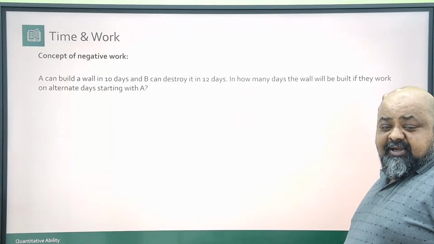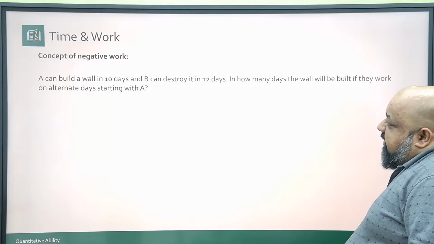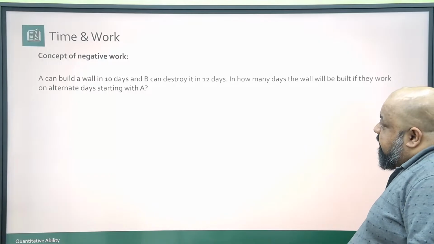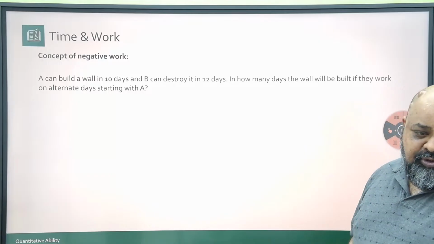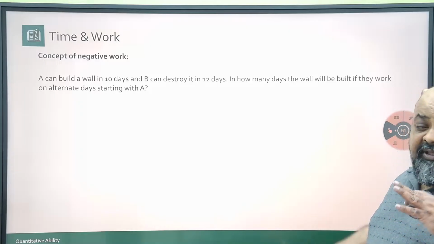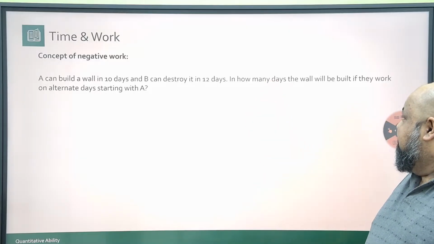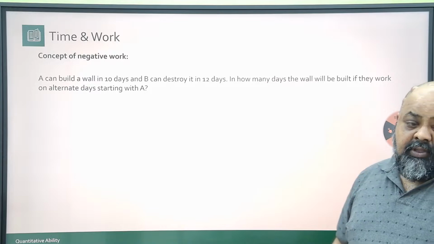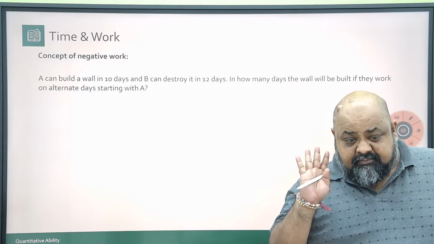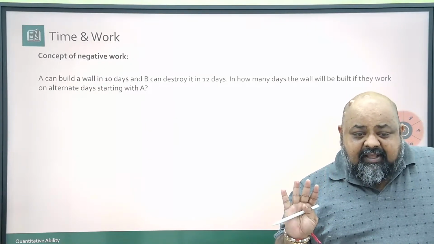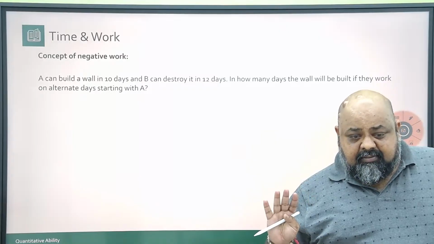A can build a wall in 10 days. B can destroy it in 12. वही A शुरू से 0 से शुरू करके 10 दिन में वॉल बनाता है. B पूरी वॉल जो बन गई है उसको 12 दिन में खत्म कर देता है. In how many days the wall will be built? For the first time. एक बार वॉल बन गई ना, उसके आगे काम नहीं करेंगे.